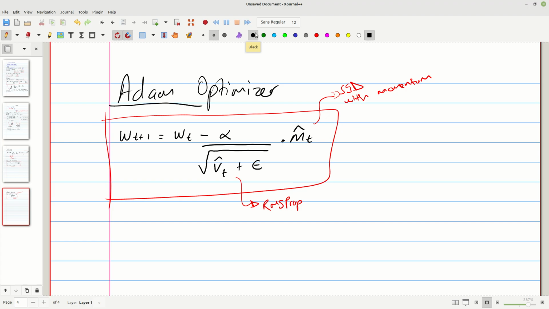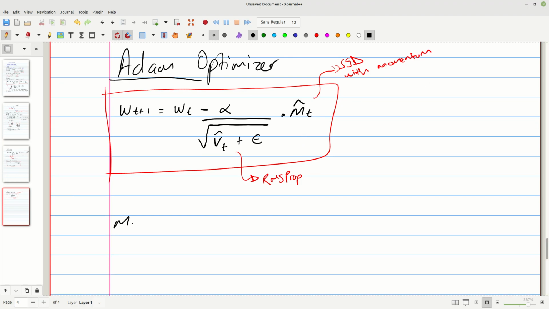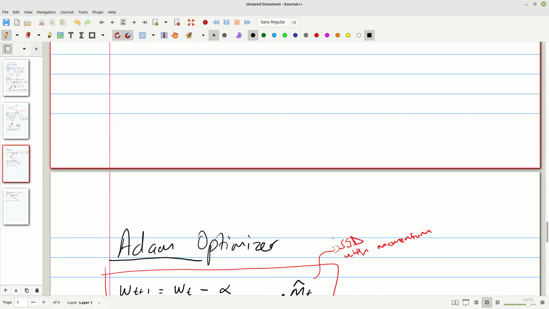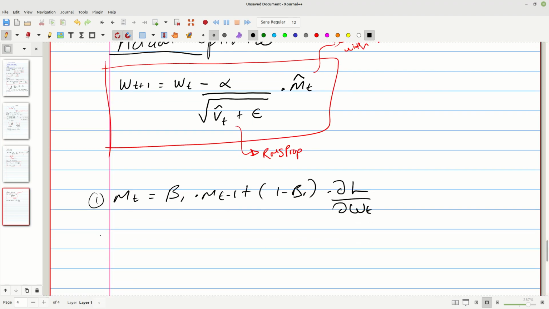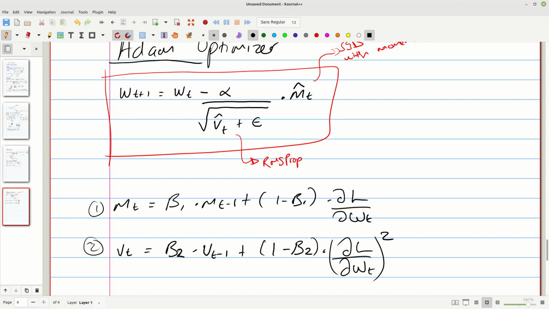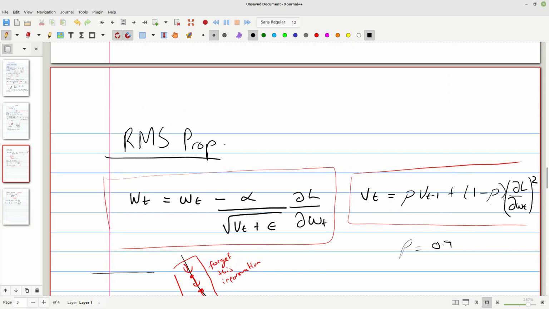The first thing we realize is we're calling these V cap and M cap. But first, let's write what we expect M_t and V_t to be. Essentially, M_t is equal to what we had before: beta 1 times M_{t-1} plus 1 minus beta 1 times dL/dW_t. This rule is the same as what we have with stochastic gradient descent with momentum. The second one is V_t, equal to beta 2 times V_{t-1} plus 1 minus beta 2 times dL/dW_t squared.